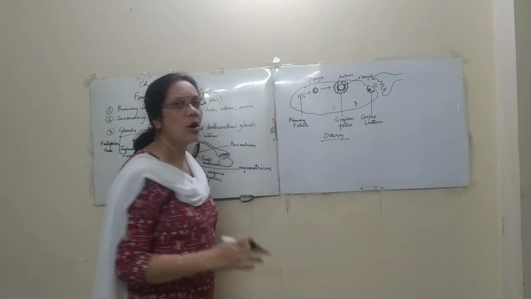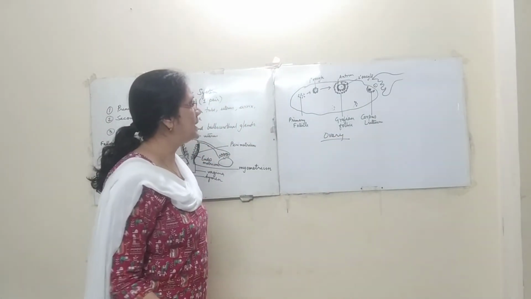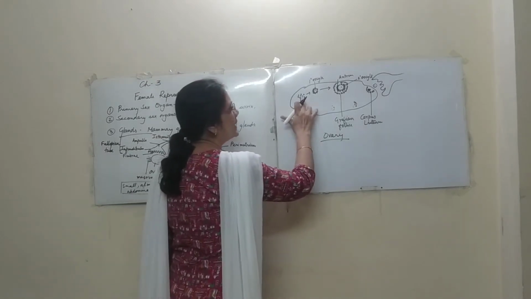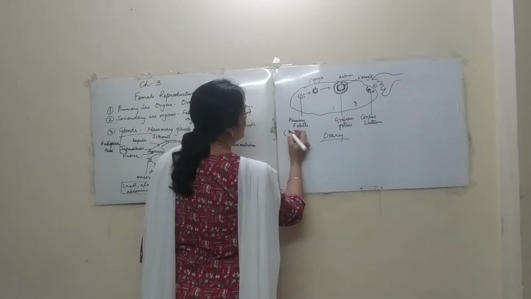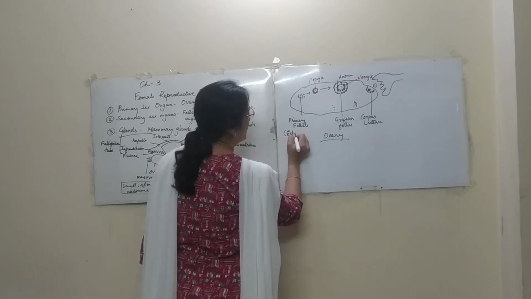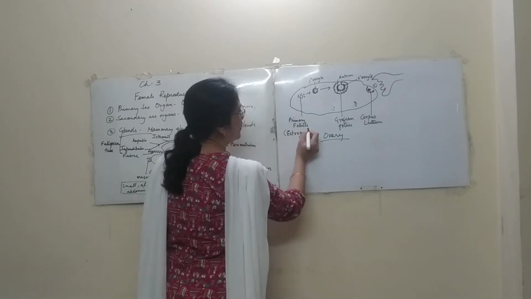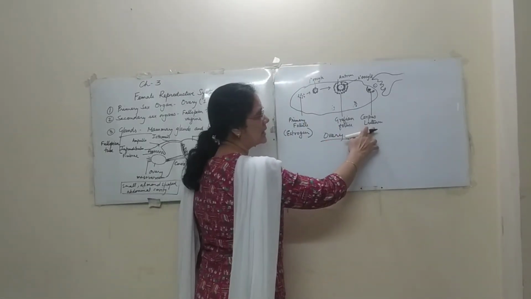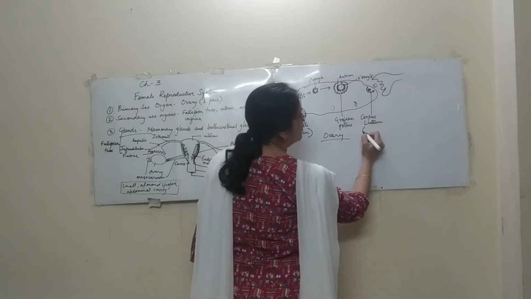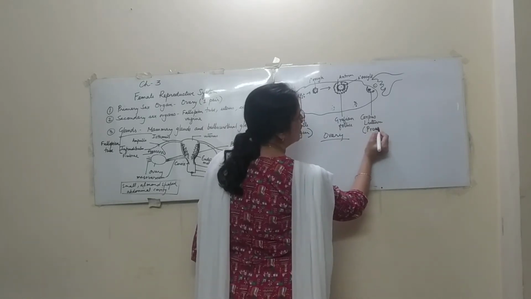Now within this ovary, what happens? There are hormones being secreted. The first hormone, secreted by the follicles, is estrogen. And the second hormone is secreted by the corpus luteum, which secretes progesterone.